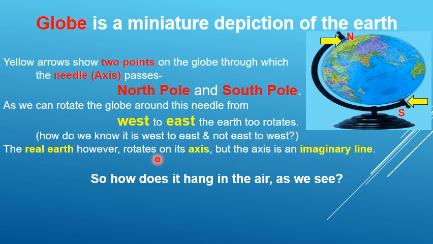The real Earth, however, rotates on its axis, but the axis is an imaginary line. It is not like we have fixed it here. So how does it hang in the air as we see? Think.